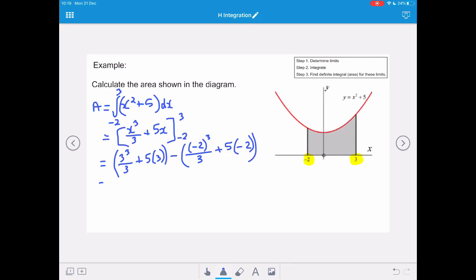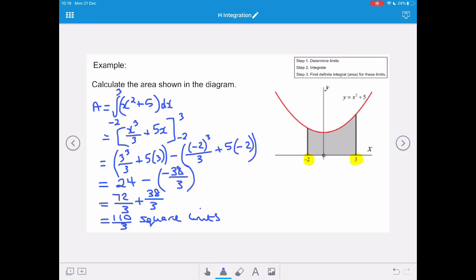Now we can evaluate the first bracket. So 27 over 3 plus 15 is 24. And we can evaluate the second bracket, which gives us -38 over 3. And if we make that have a common denominator, we have 72 thirds plus 38 thirds. And that gives us an area of 110 over 3 square units for the curve y equals x squared plus 5 between the limits of -2 and 3.